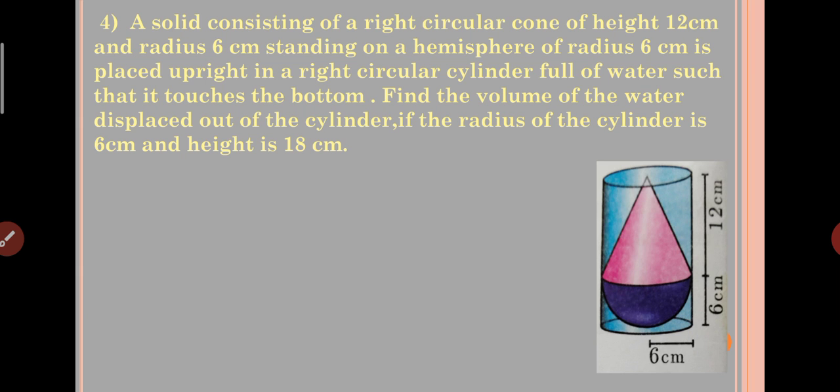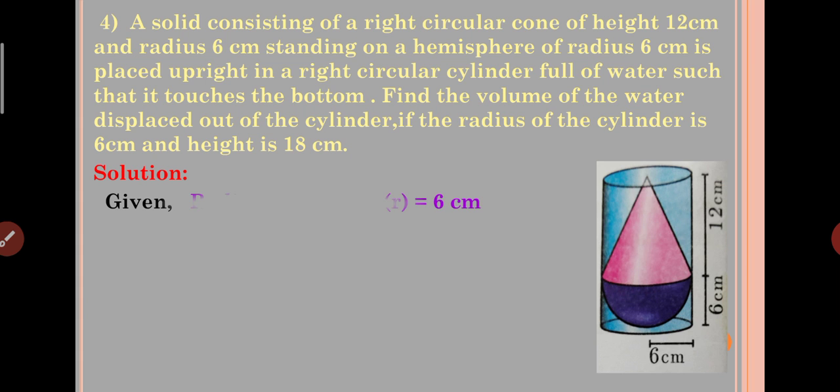Height of the cylinder is 18 cm. That is 6 plus 12. 6 is the height of the hemisphere and 12 is the height of the cone. Total height of the cylinder is given as 18. So height of the cone is given as 12. Radius of the hemisphere is 6. Already I said the radius will act as the height of the hemisphere. So radius of the hemisphere, radius of the cone, radius of the cylinder, all are the same, 6 cm. Understand children?